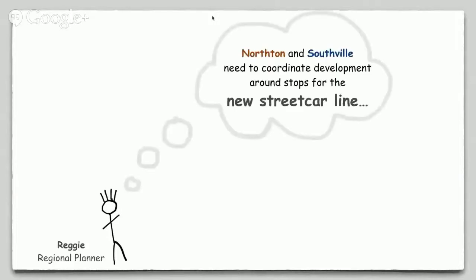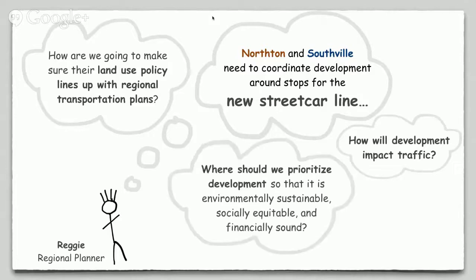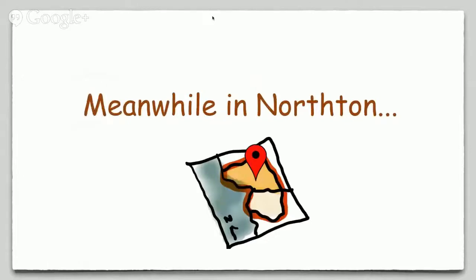And you can tell me if I'm wrong. We need to coordinate development between the municipalities in the region. We'll use the streetcar line as an example. How do we make sure we coordinate transportation and land use? How is this going to affect traffic? How do we prioritize development in what areas so that we meet our objectives for environmentally sustainable, socially equitable, socially just, and financially sound development in the region? So that's what Reggie's thinking about.